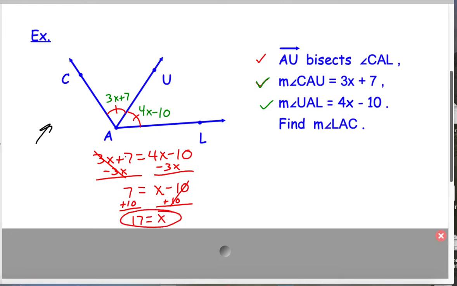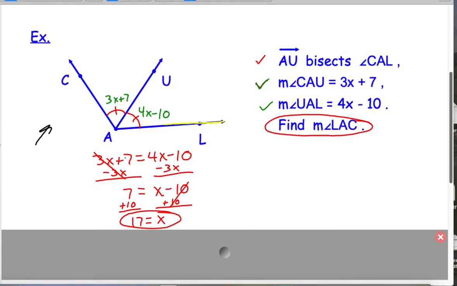Now, I just figured out what x is. That's not what they asked me to find, but I need to figure out x so I can find angle LAC. So angle LAC, let's trace that out. L to A to C, that's the whole thing. What I could do is take this 17 and plug it in for x here, and plug it in for x here to find those angles and then add them together. Although I actually know they're going to be equal, so I don't have to do double work.